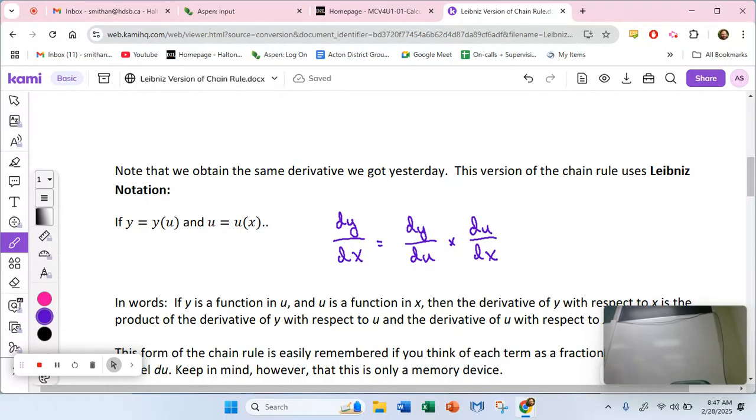Now, I think I mentioned, yes, I do mention this. These aren't actually fractions, and the du's don't actually equal 1 when you divide them, because dy by du is just like a thing. It's like a whole thing. You can't separate it or do anything with it. But if you're just thinking of it as a memory device, then yeah, think of du over du divides to 1, and you're left with dy by dx. So very cool. It's the chain rule in Leibniz notation. It's how it gets its name.